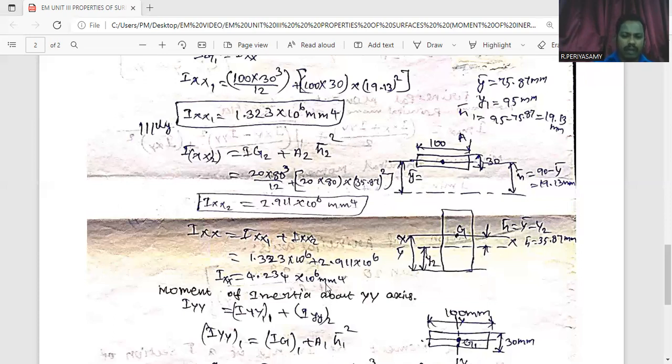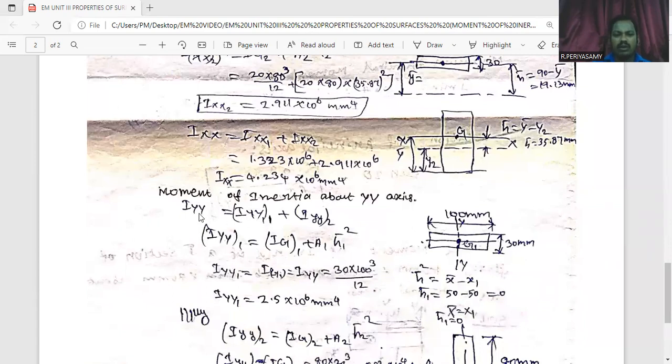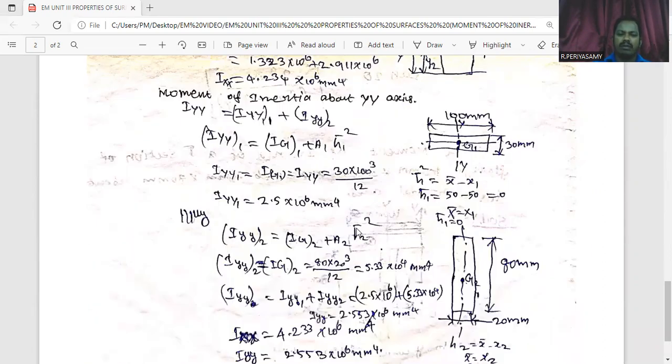Okay, next we have to find the moment of inertia about the y-axis. The same procedure we have to follow. Here two components are there. So Iyy equals Iyy of the first component plus Iyy of the second component. First we find the first component's moment of inertia about the y-axis. So Iyy1 equals Ig1 plus A1 H1 bar square. The same procedure we follow.